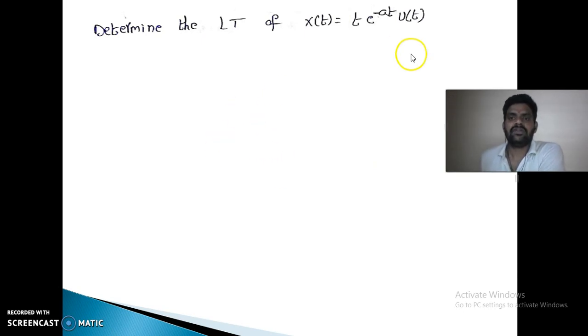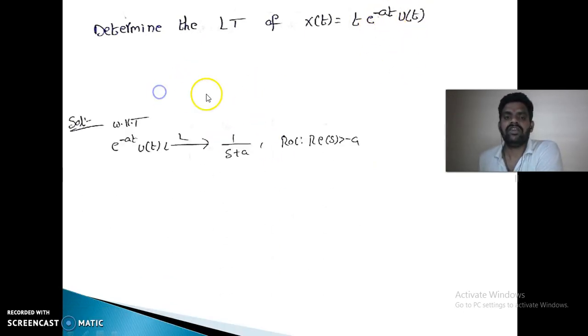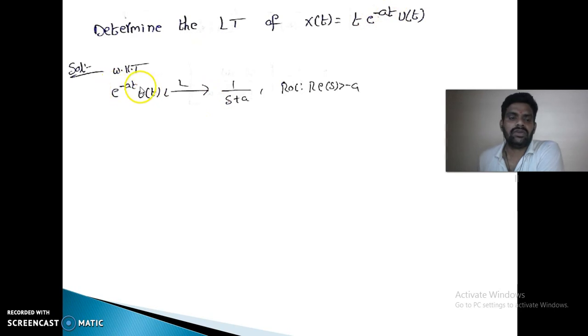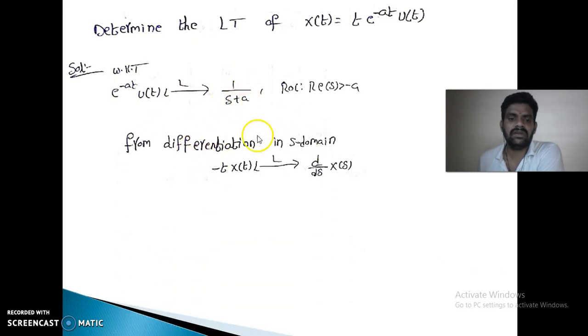Determine the Laplace transform of t into e power minus a t u of t. The Laplace transform of e power minus a t u of t is 1 by s plus a. If you multiply by t in the time domain, you get differentiation in the frequency domain. Using this property, you can solve this problem.